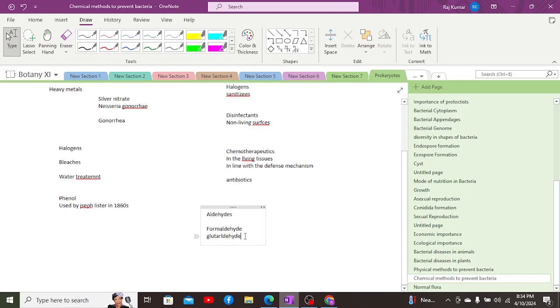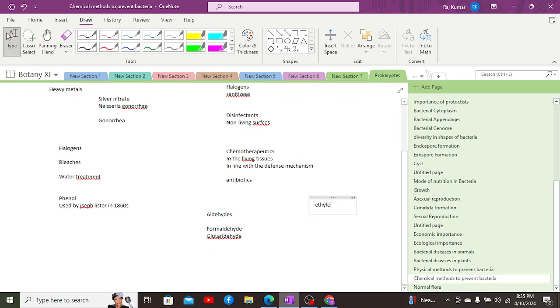Formaldehyde and glutaraldehyde are utilized, and these tend to cross-link with the functional groups of the microbial proteins, as a result of which they alter the microbial protein and thus inhibit the metabolism, whether it is the structural protein or the functional protein. So this is their function, and these are again useful.